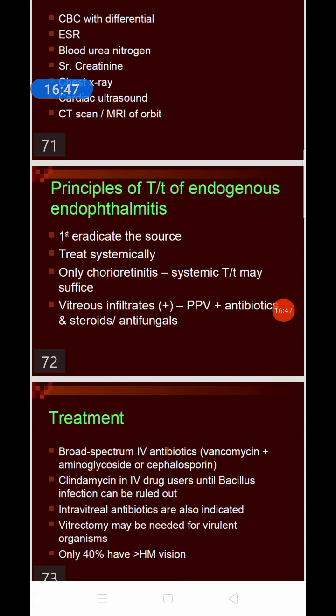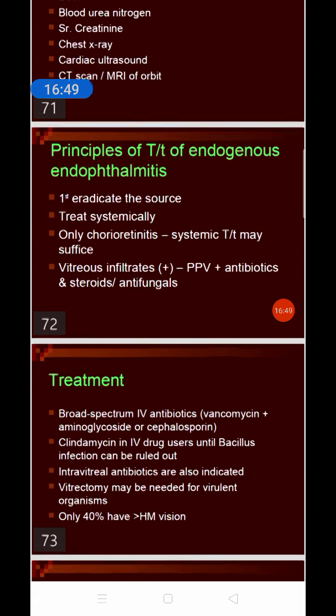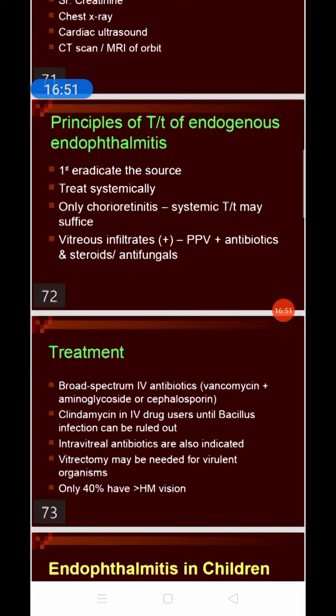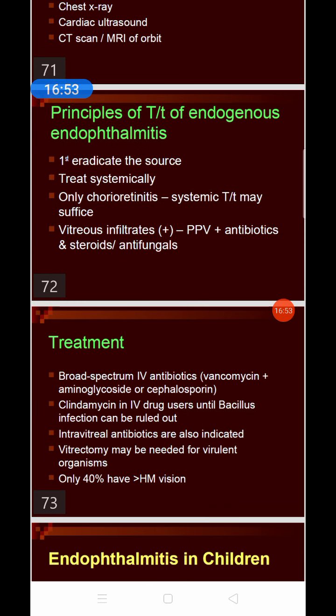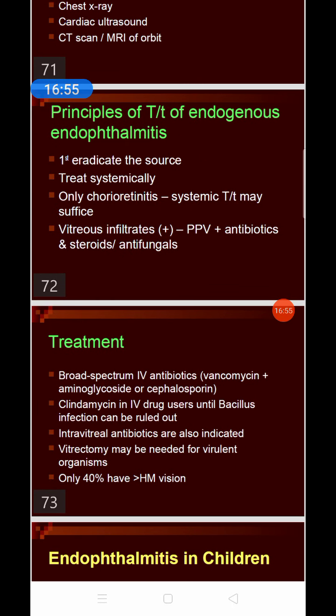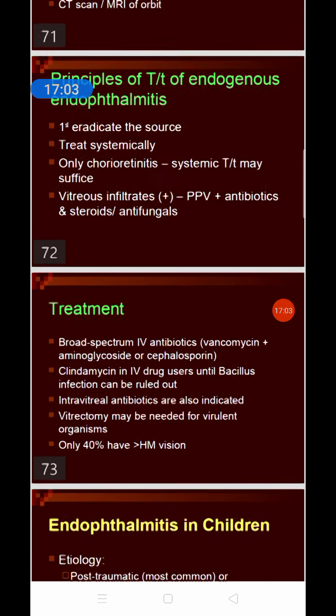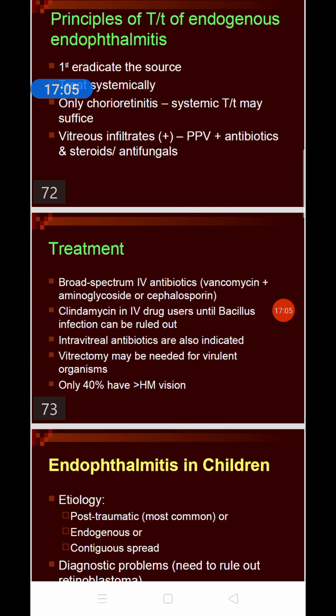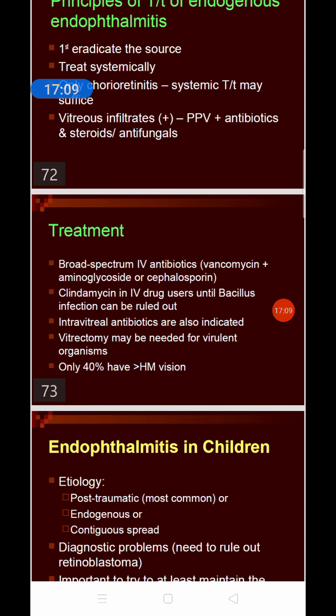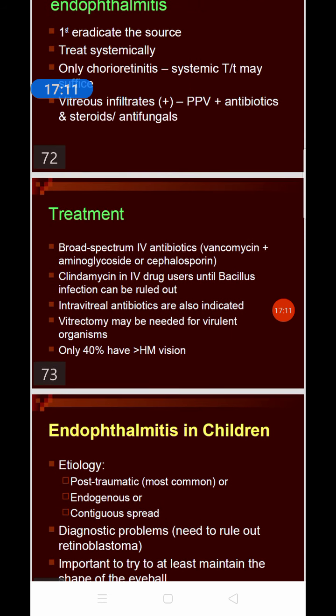And the principles of treatment of endogenous endophthalmitis: first, eradicate the source. Treat systemically. What is the source for the endogenous infection? First, you have to treat that. Then, for vitreous infiltrates, pars plana vitrectomy or antibiotics, and steroids with or without antifungals. The treatment: broad-spectrum IV antibiotics, vancomycin, aminoglycoside or cephalosporin, clindamycin or intranasal antibiotics.